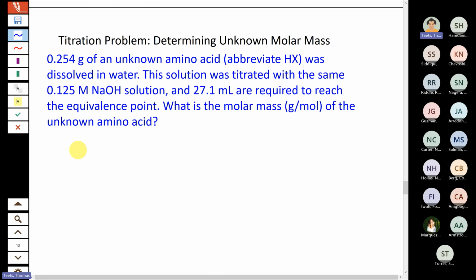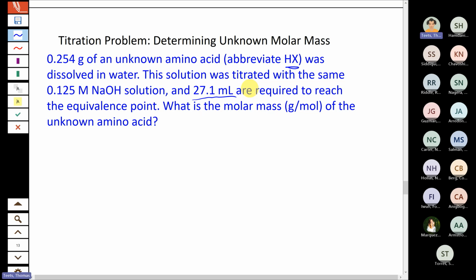So here what we have is 0.254 grams of an unknown amino acid. We'll just abbreviate it as HX, which means it has 1 acidic proton, and we dissolved it in water. The solution was titrated also with 0.125 molar NaOH, and we find that this time 27.1 milliliters are required to reach the equivalence point. What is the molar mass of the unknown amino acid?